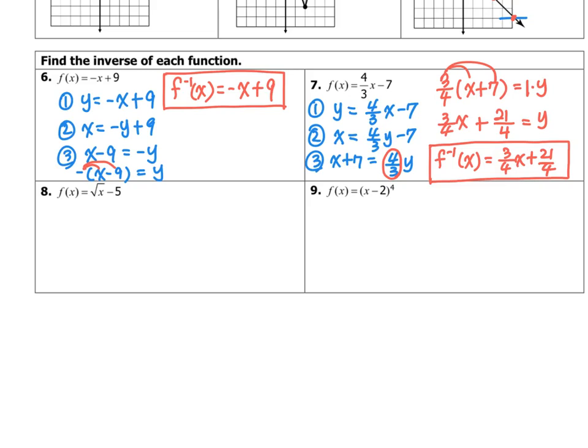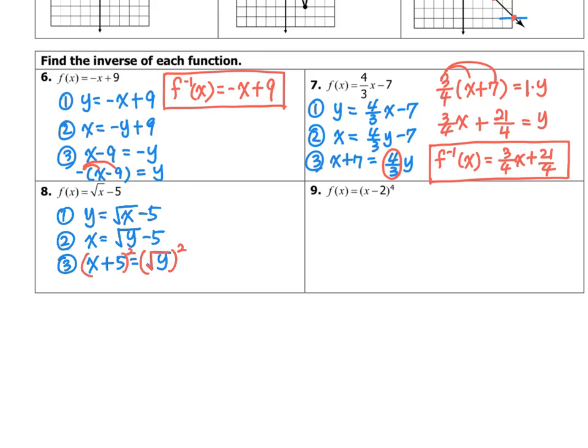Number 8, first step, y equals square root of x minus 5. Second step, switch x and y. And third step, solve for y. So get rid of -5 first by adding 5 to both sides. And then we need to get rid of this square root. How can you get rid of a square root? You're going to square both sides. That will undo that square root.